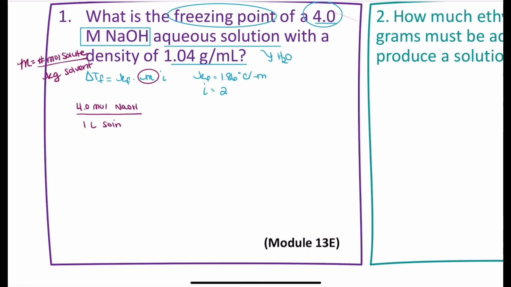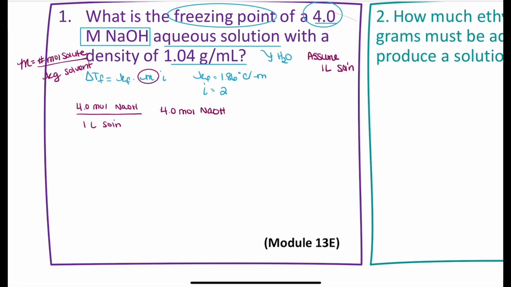How am I going to do that? Well, I don't know how much solution I have. It didn't tell me, which actually makes the question easier, though. Because it didn't tell me how much solution I have, I'm going to go ahead and assume that I have a 1 liter solution. That made my life a lot easier because that means that I have 4 moles of NaOH.